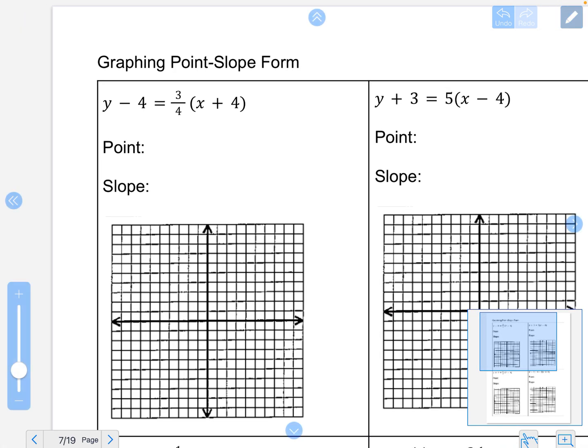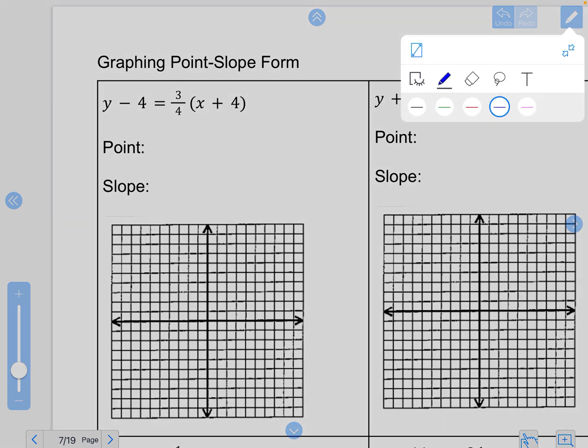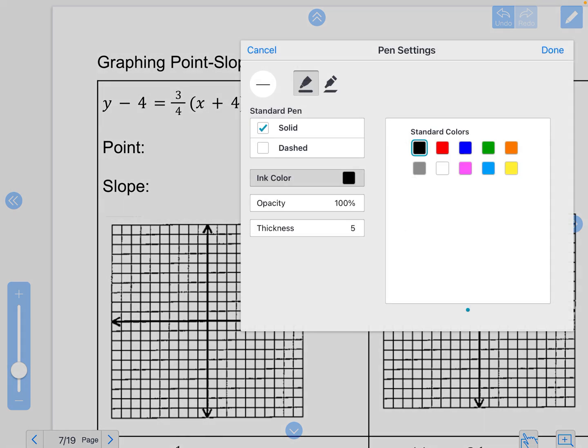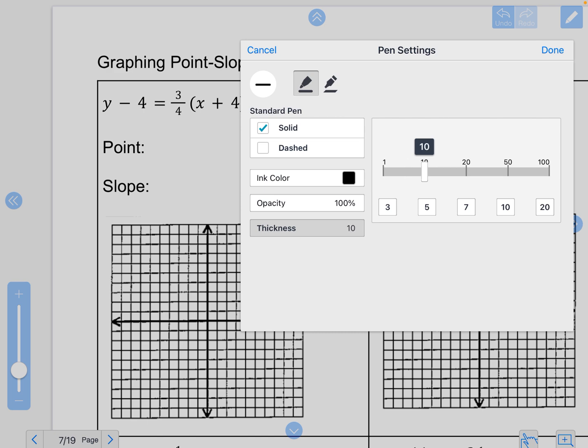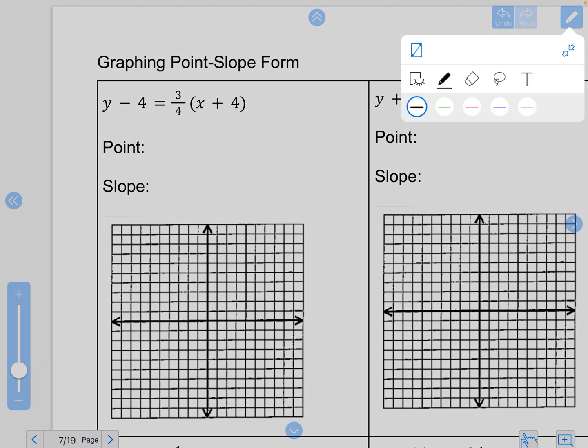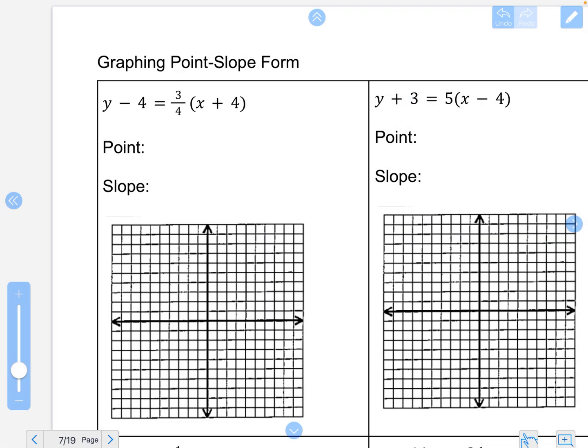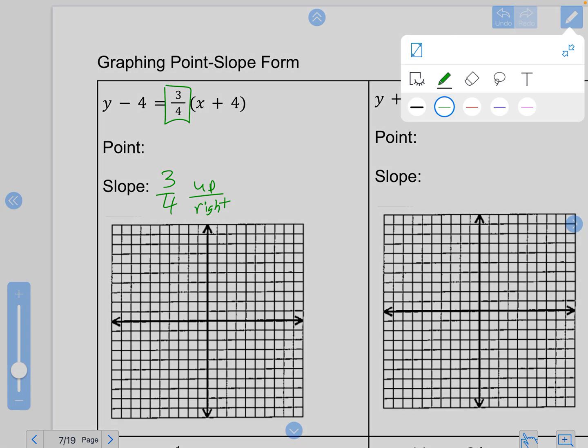All right, so now we're going to talk about how we graph using point-slope form. Let me get my pencil ready to make it easier for me to graph and you guys to see what I'm graphing. So when we are graphing, we need to first find our point like we were just doing. I'm going to find my slope, which is 3/4. If it's positive, I'm going to go up and to the right. And now we need to find our point.